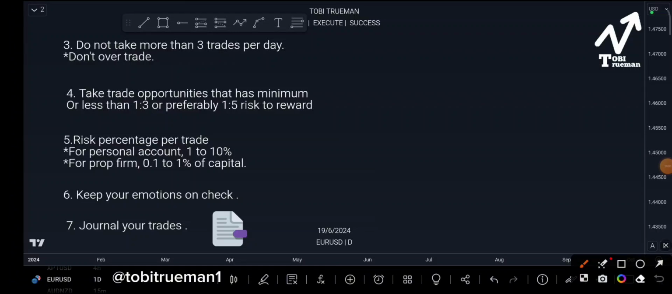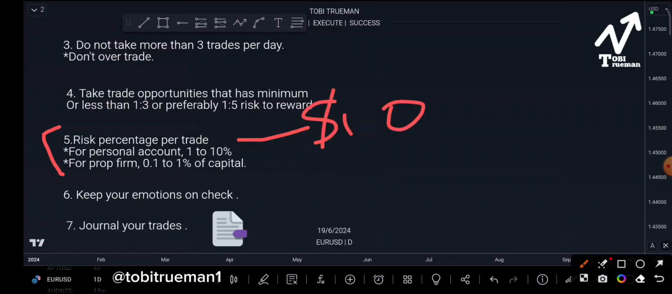Now number 5 here is what? Risk percentage per trade. Now I've shown here that for a personal account you can risk 1 to 10% of your personal capital. Maybe you have $100, you can risk 1%, which is $1. If you want to risk 10% of $100, what is it? $10. But if it's not your personal account and it's a prop firm account, what do you do?